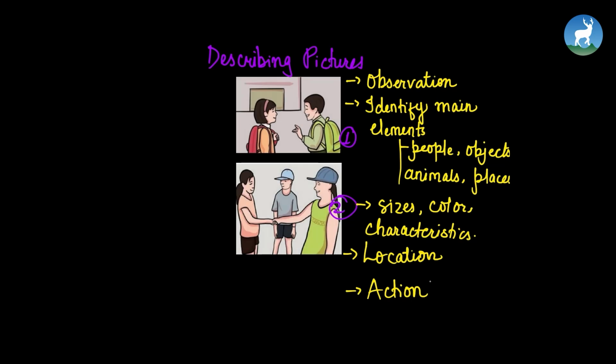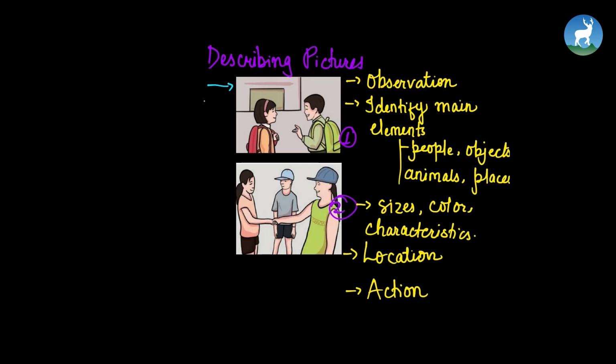Based on these steps, let's try describing picture number 1. So the first thing we do is we observe. We see two different characters, right? So we say, here in this picture, we see two people talking to each other. They are wearing uniforms. One of the people is a girl and the other one is a boy. The boy is wearing a light yellow shirt and is carrying a yellow bag. The girl is wearing a pink headband. She is wearing a light pink shirt and is carrying a red bag, right?